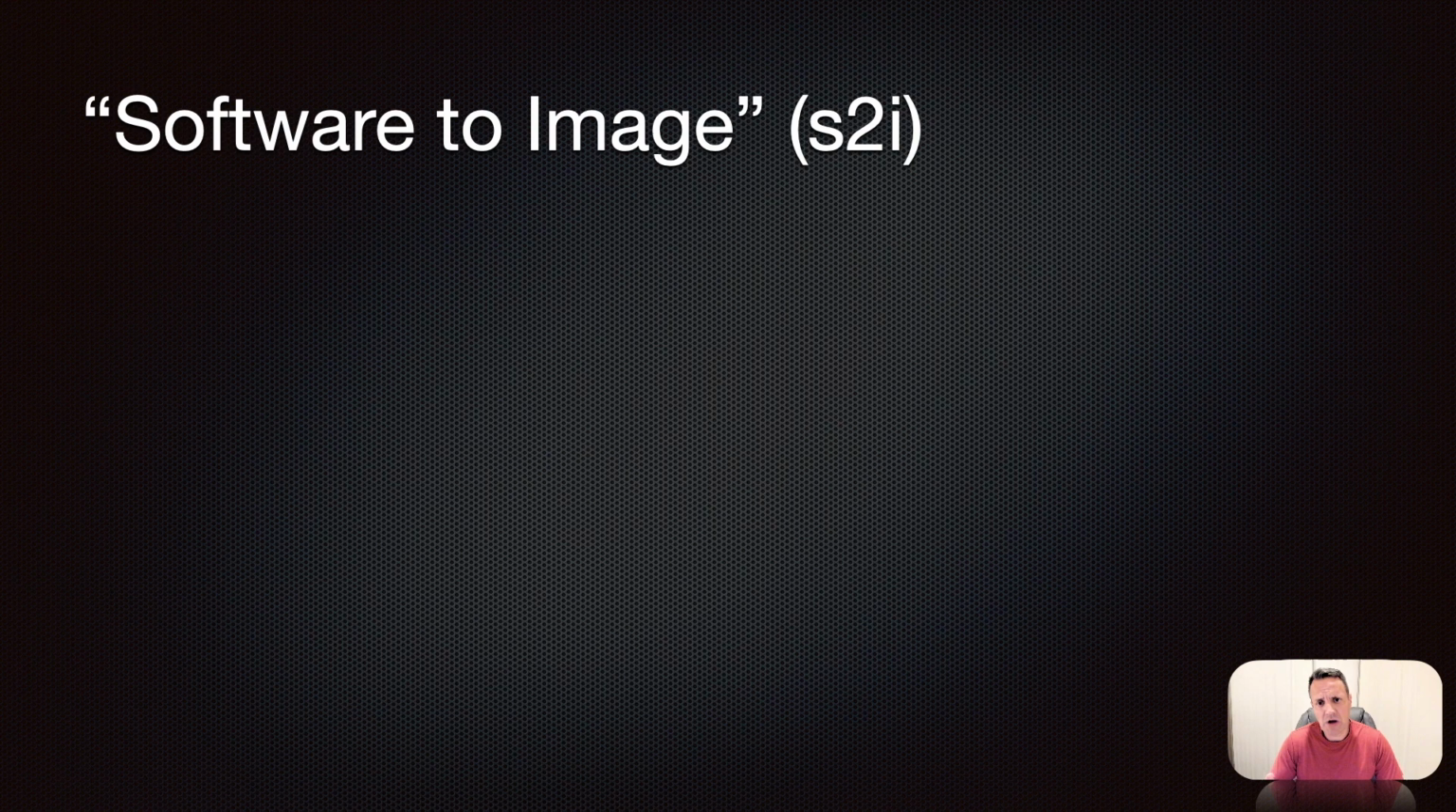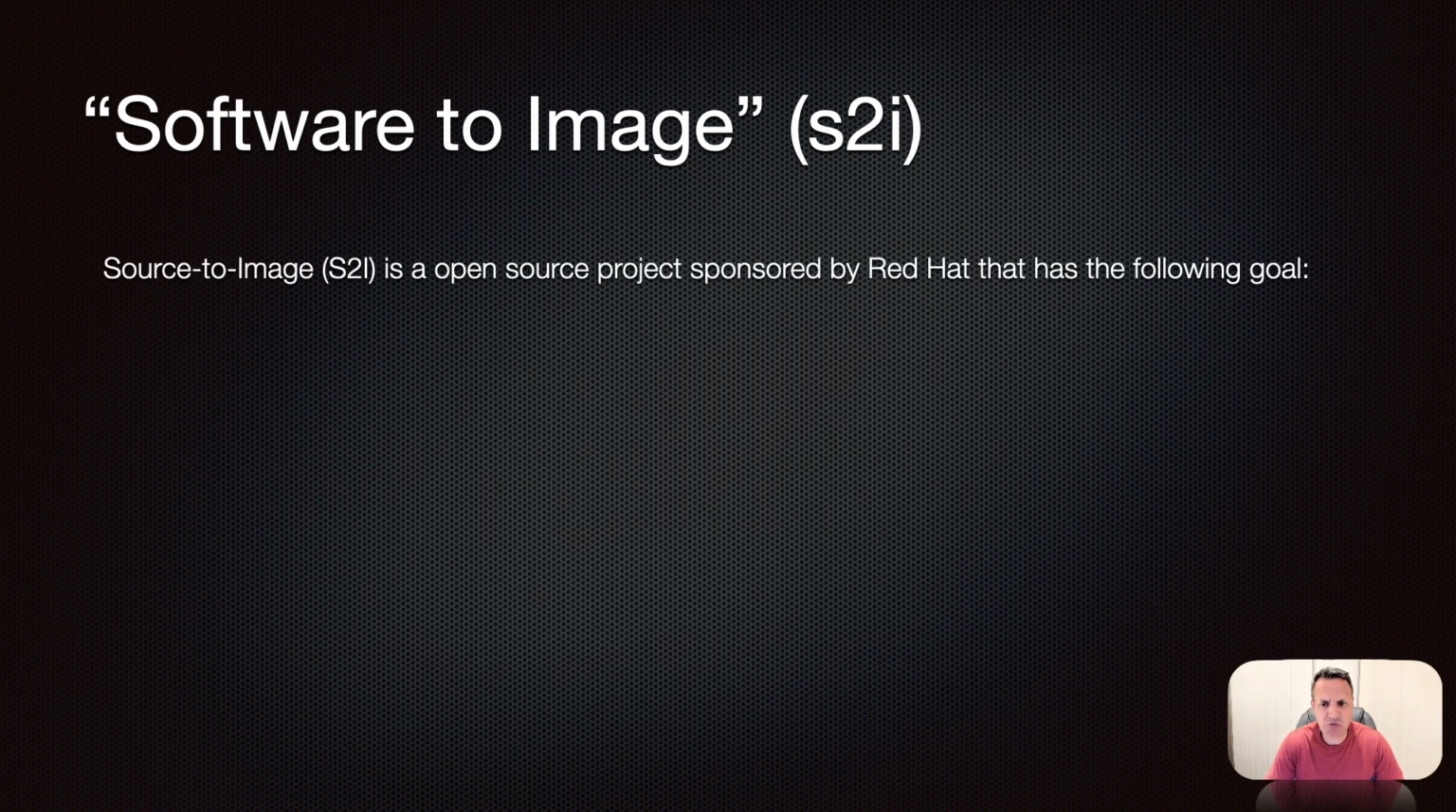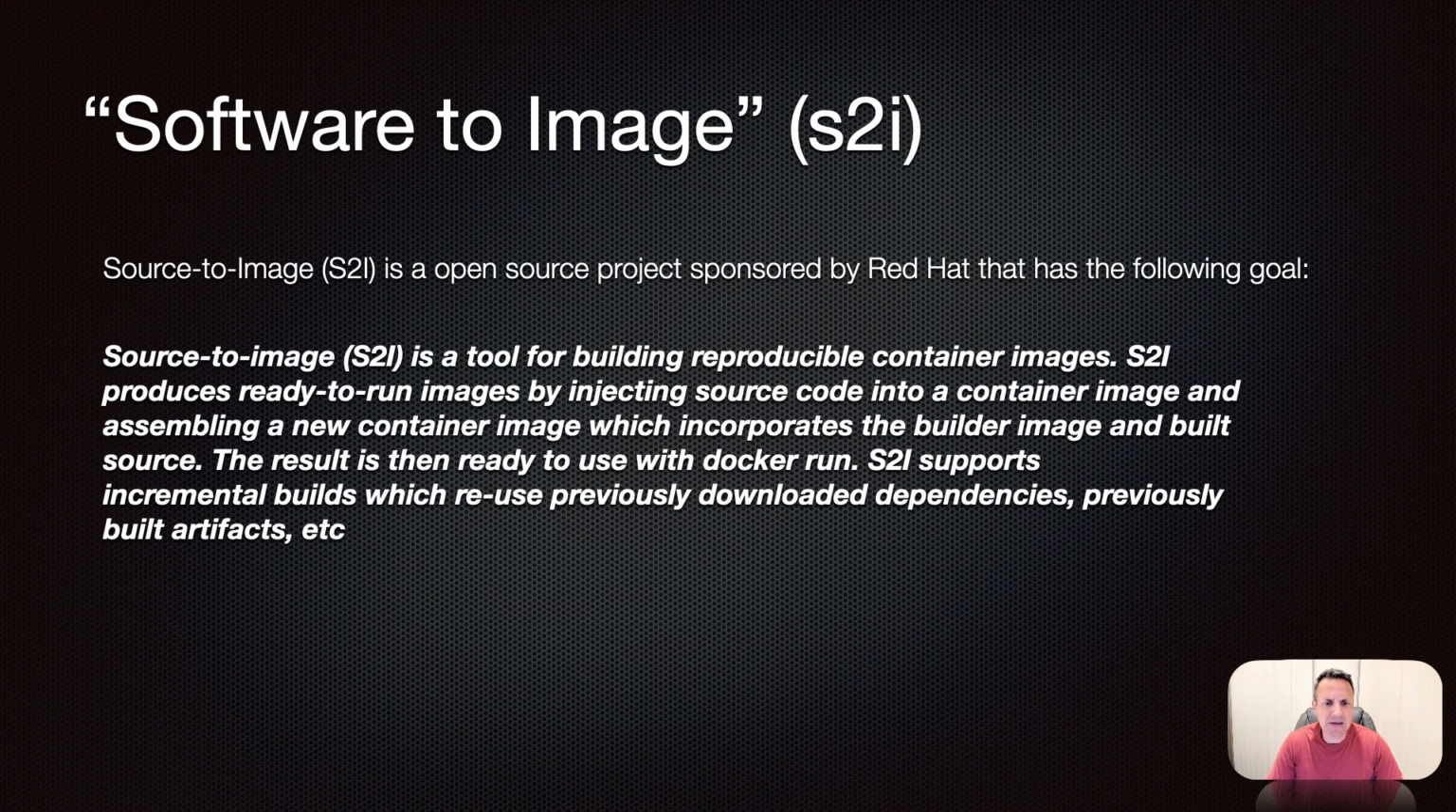So that brings us to s2i, software to image. This is an open source project sponsored by Red Hat that has the following goal. It is a tool for building reproducible container images by injecting the source code into a container image and assembling that container for the end user, and it allows incremental building of containers by reusing previously downloaded dependencies and artifacts and whatnot.